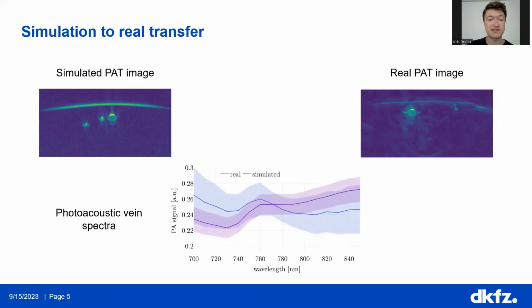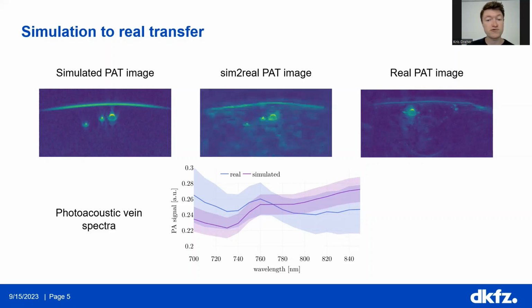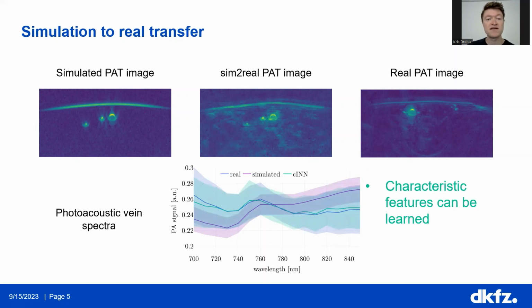If we now input the simulated image to our network, thus encoding it into the latent space and then decode it to the real domain, it looks like this, for example. For non-photoacoustic experts, this might look similar, but key characteristic features look more realistic now, such as the skin at the top. To ensure that the underlying physics is still valid, we look at what we call spectral consistency. We also look at the new spectra, and we can see that the green cINN transferred data now nicely overlaps with the real data. So we can learn characteristic features on the real domain while still staying spectrally consistent.